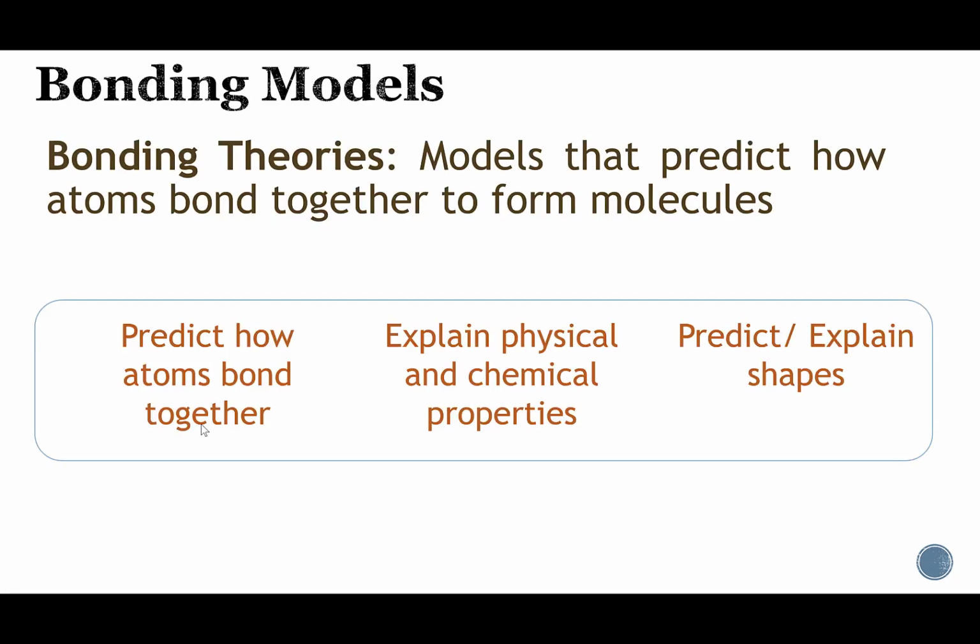So, bonding models. Bonding theories or models predict how atoms form into molecules. Atoms, based on their valence electrons, are going to come together and form different types of compounds. And we'll be able to predict how those atoms bond together. Are they sharing? Are they stealing? Are they mixing them all together? We'll be able to explain the physical and chemical properties. So we observe certain properties, and then we can relate that back to the electrons. And by the very end of this chapter, we'll be able to predict and explain shapes.